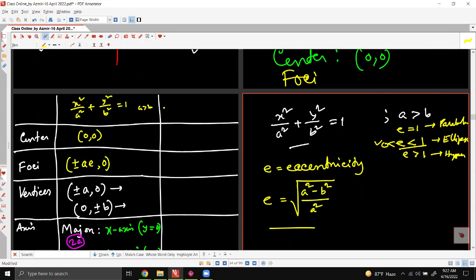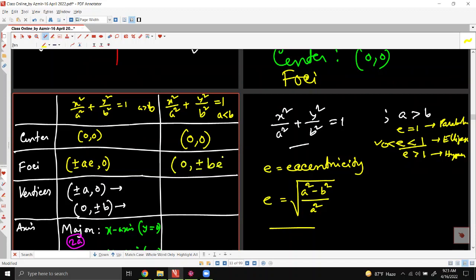Similarly, we can think about the formulas of the other ellipse that we have. It is, let's say, x squared over a squared plus y squared over b squared equals 1, where a is less than b. And the formulas that we have seen are for a greater than b. For this equation, the center is again the same, it is 0, 0. The foci will be different. It will be 0, comma plus minus be.